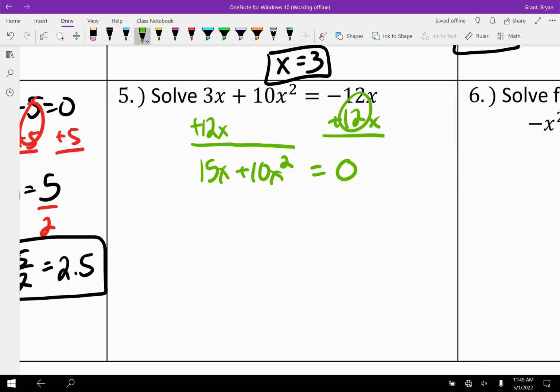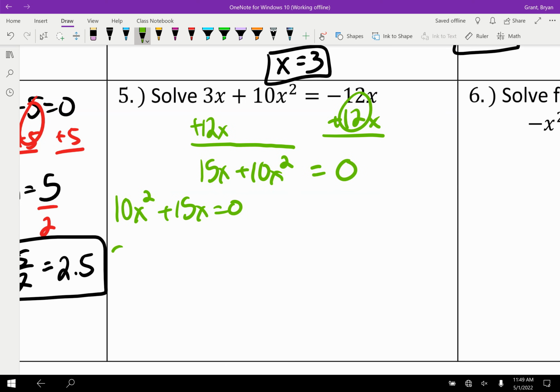There we go. This next step is completely optional. However, I always like to write mine in standard form first. So I'm going to put the 10x squared and then the positive 15x next. That's completely optional, but it's good practice to be putting your equations in standard form.